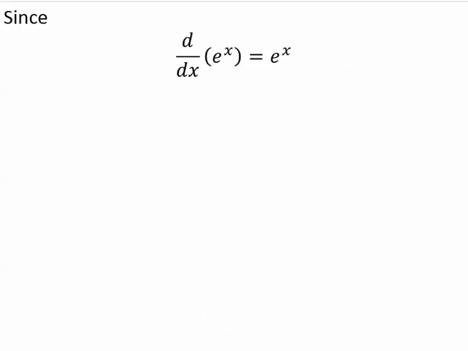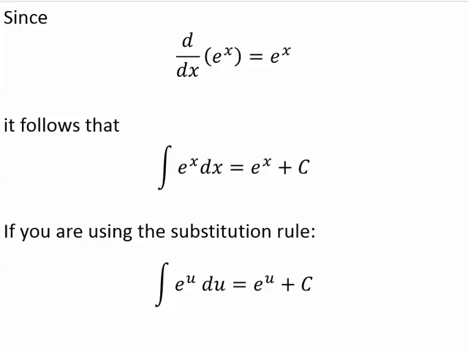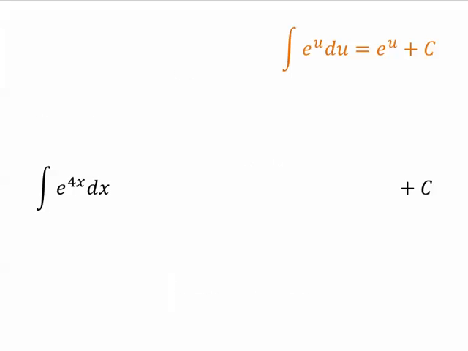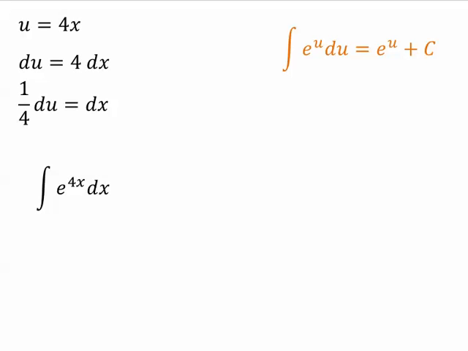Since the derivative of e to the x is e to the x, the antiderivative of e to the x is e to the x. If you're using the substitution rule, it's still going to work. Let's do this one. This one's not too difficult. We'll start off with something that won't tax us too much. Let u be 4x, then du equals 4 dx. So instead of dx, I'm going to do 1/4 du.